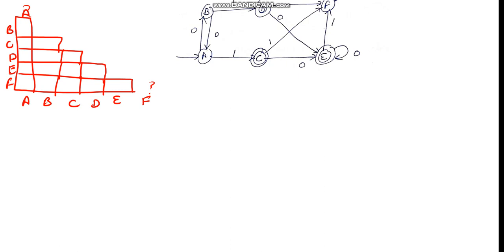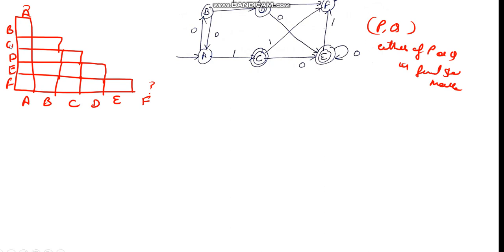What was the rule? The rule was, for all the pairs P and Q, if either of P or Q is a final state, then mark it. If both are final, don't mark. If both are non-final, then don't mark. We have to mark only if one is final and the other one is not final.